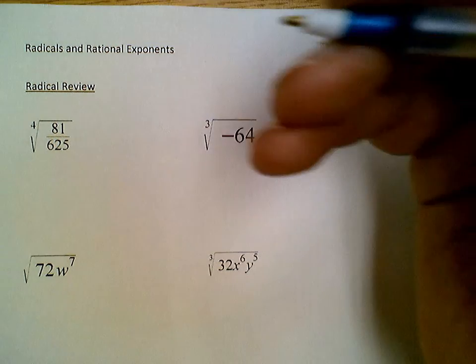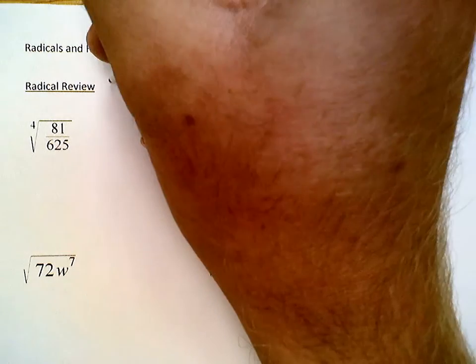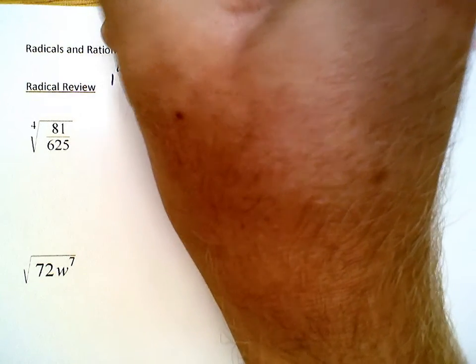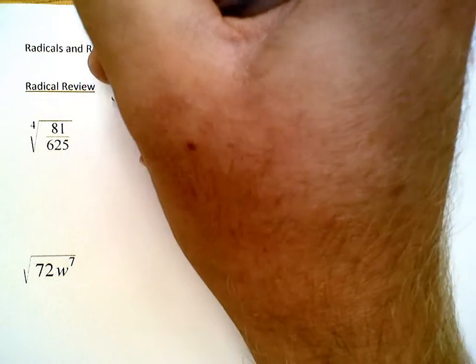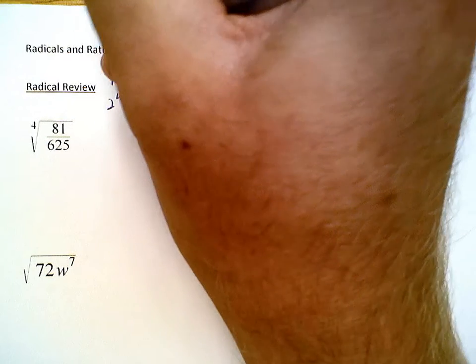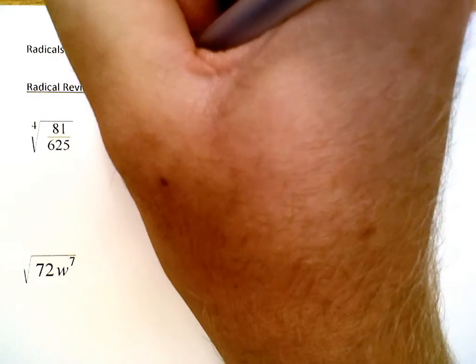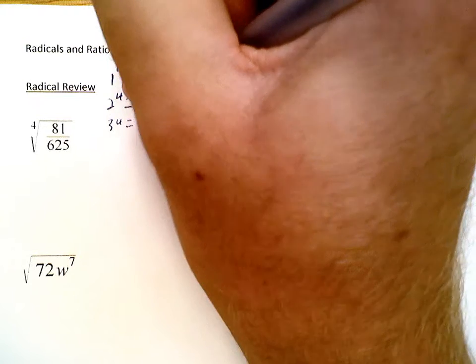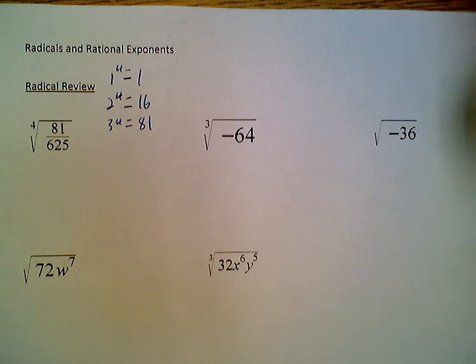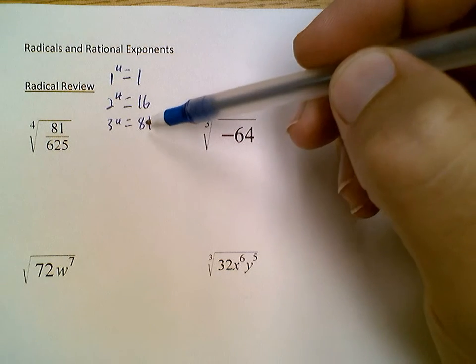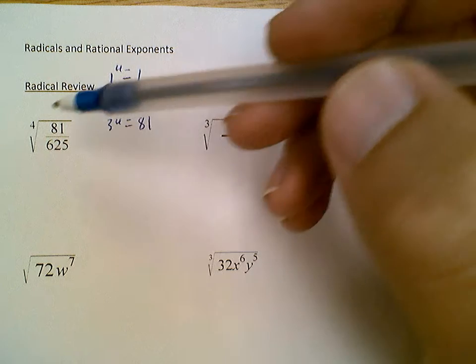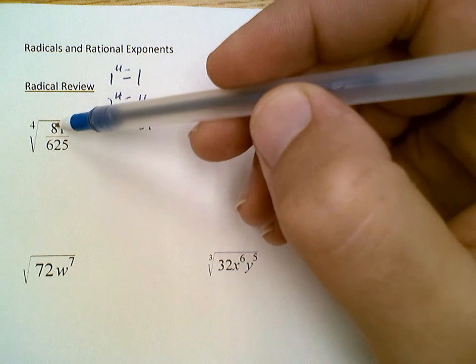So here's what I mean by perfect fourth. 1 to the fourth is 1, okay? 2 to the fourth is 16. 3 to the fourth is 81, okay? So 81 is a perfect fourth. So the fourth root of 81 is 3. Basically, you can simplify that 81 to simply be a 3.